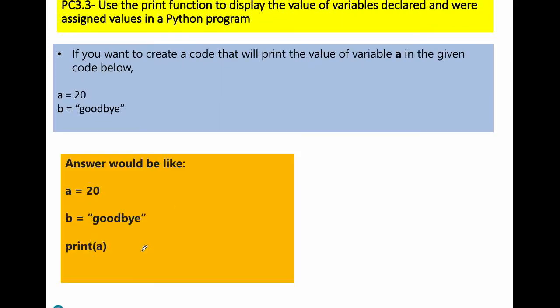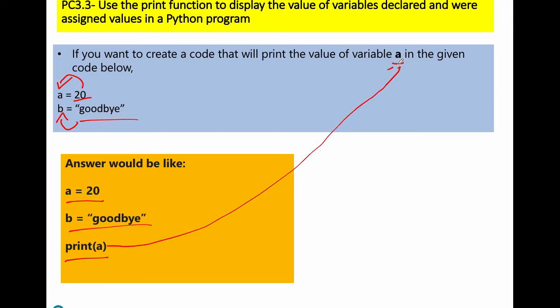Moving on to PC 3.3, this is where we declare and assign values in a Python program. As an example, the code here will print the value of variable a in the given code below. 20 is assigned to variable a, goodbye is assigned to variable b. So to print the value of variable a, you have to copy the two given variables and just add print a, as they have asked in the question.